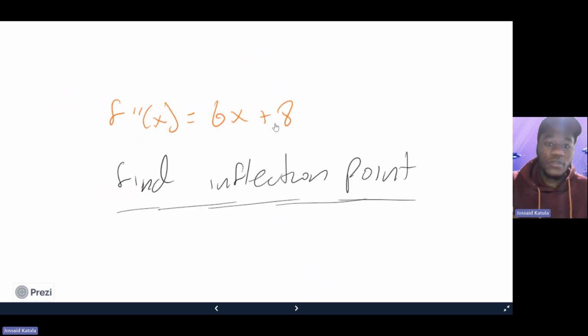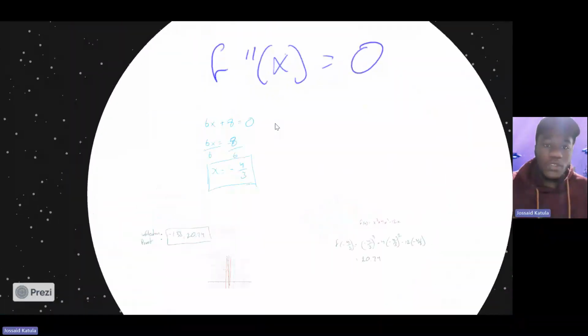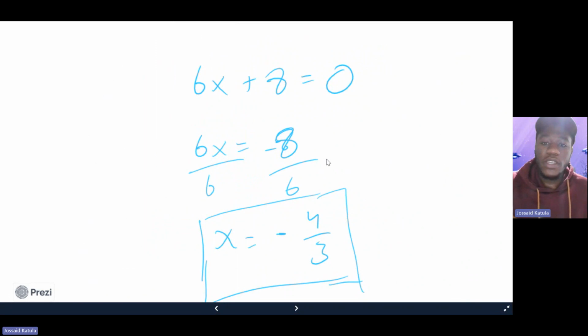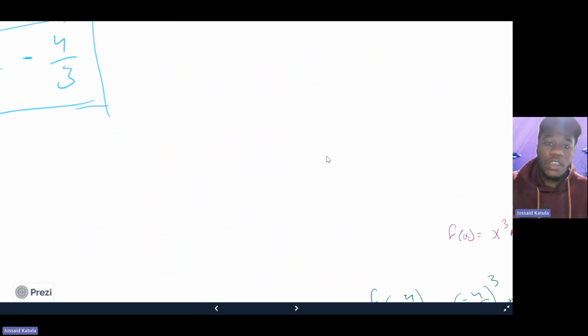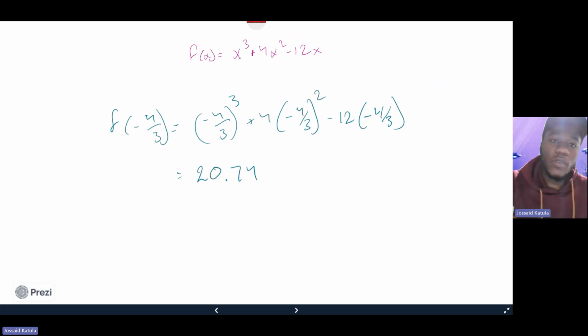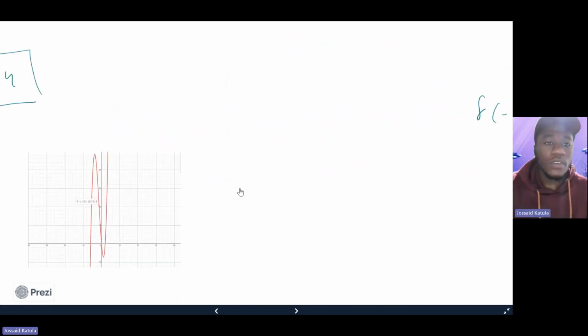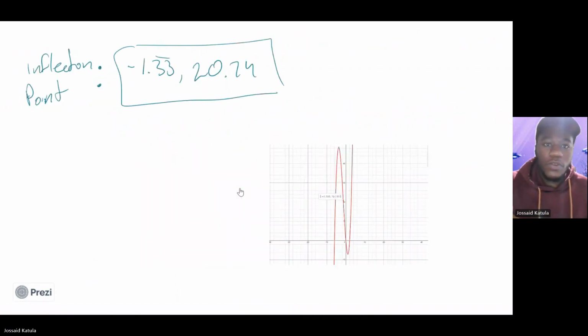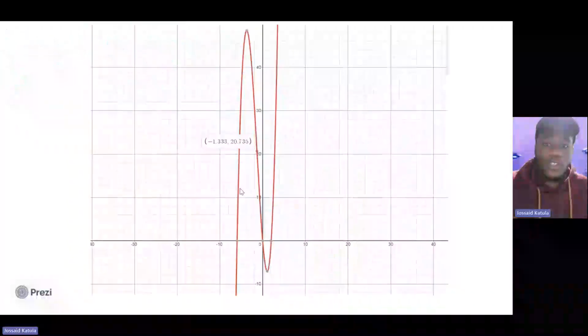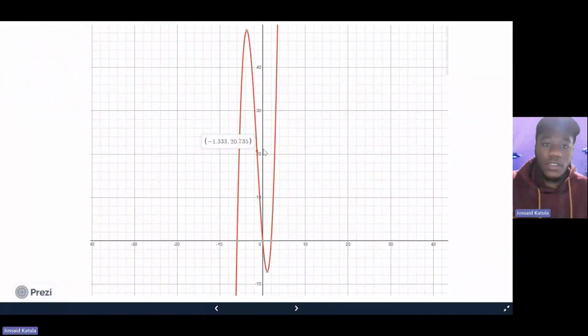So if we make that equal to 0, we can see that we'll end up with x equal to negative 4/3. And to find the y value of that, again, we plug it into the original function. And we get that the y value of our inflection point is 20.74. And again, if we graph the original function, we can see that that's exactly it. Negative 4/3 and 20.74735. Not too bad.